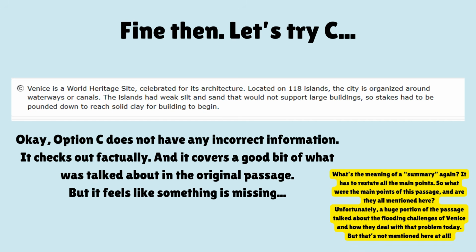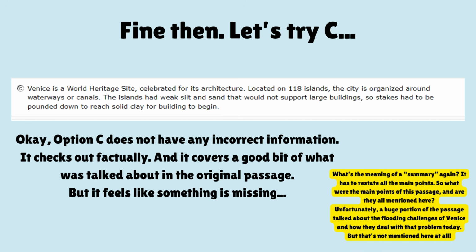fine. Let's try C. Venice is a World Heritage Site celebrated for its architecture. Located on 118 islands, the city is organized around waterways or canals. The island had weak silt and sand that would not support large buildings, so stakes had to be pounded down to reach solid clay for building to begin. Okay, option C does not have any incorrect information. That's good. Everything is verified by the passage as legit.